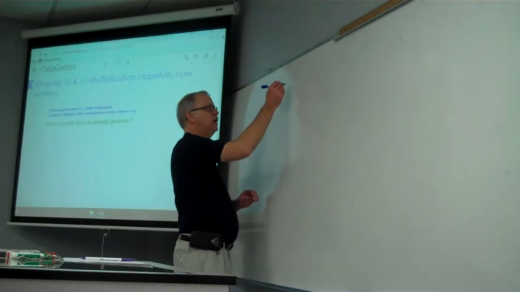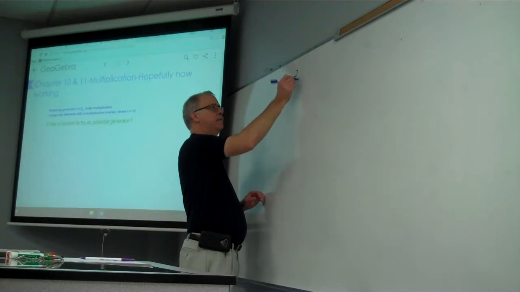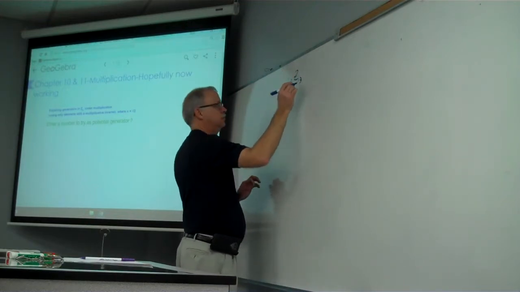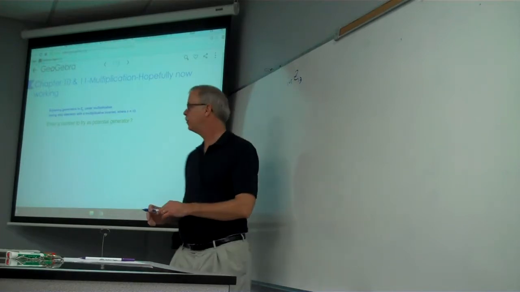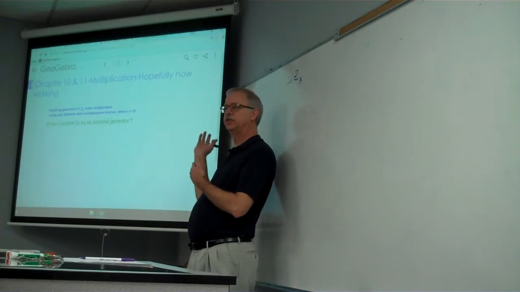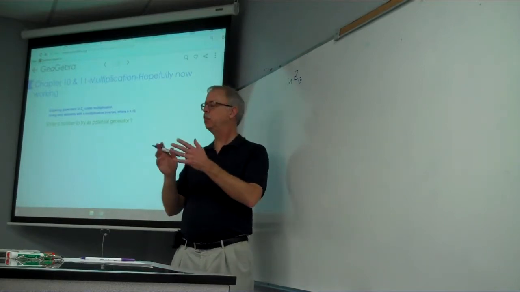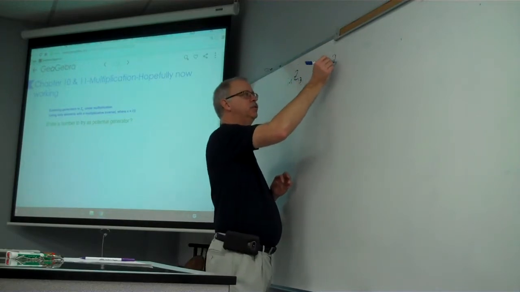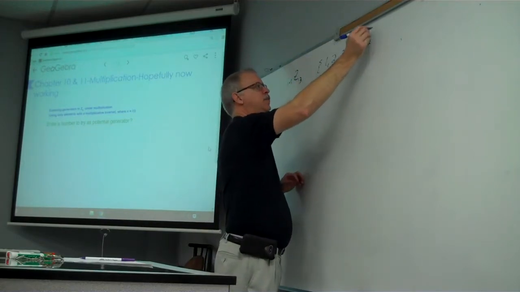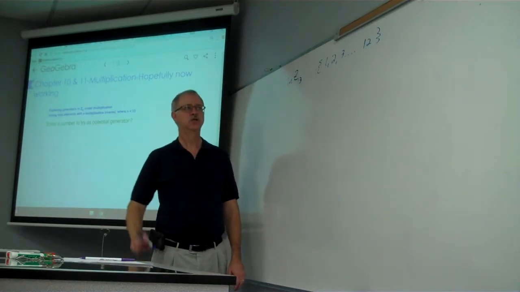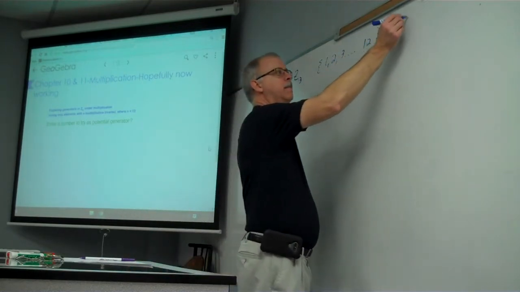So we're going to do in Z13, the non-zero elements, or the elements that have a multiplicative inverse, which happens to be everything but 0. But we're going to be multiplying like we're on a 13-hour clock. So we've got 1, 2, 3, up to 12. So there are 12 elements in here.